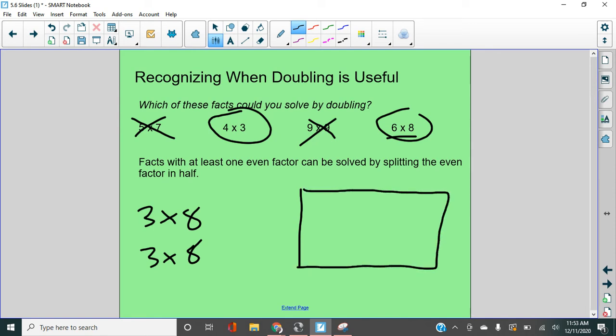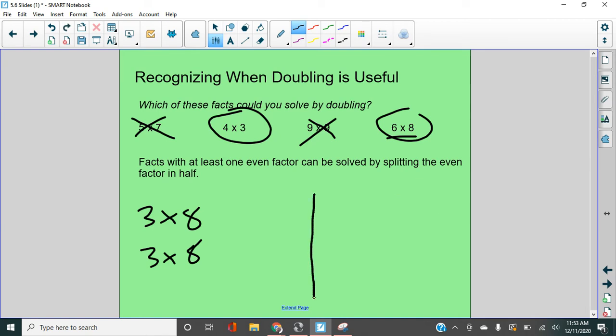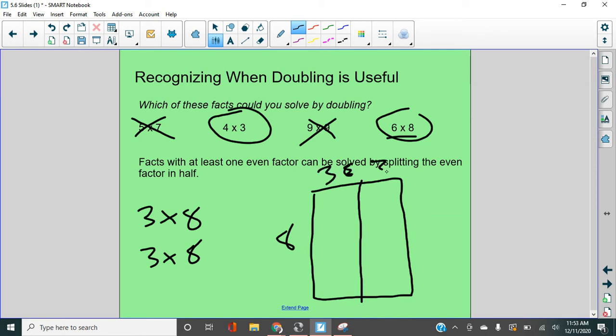actually, let's turn it because I want to show you that it could be split the other way too. We'll say like this, right? And this is 8 and this is 6. So if I want to cut 6 in half here, I can this way. Look, right? Now I have 3 here and 3 here.